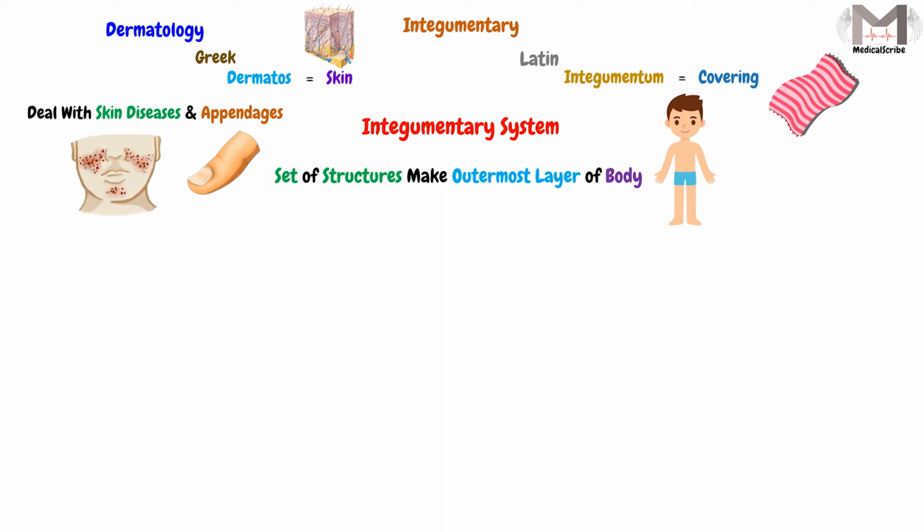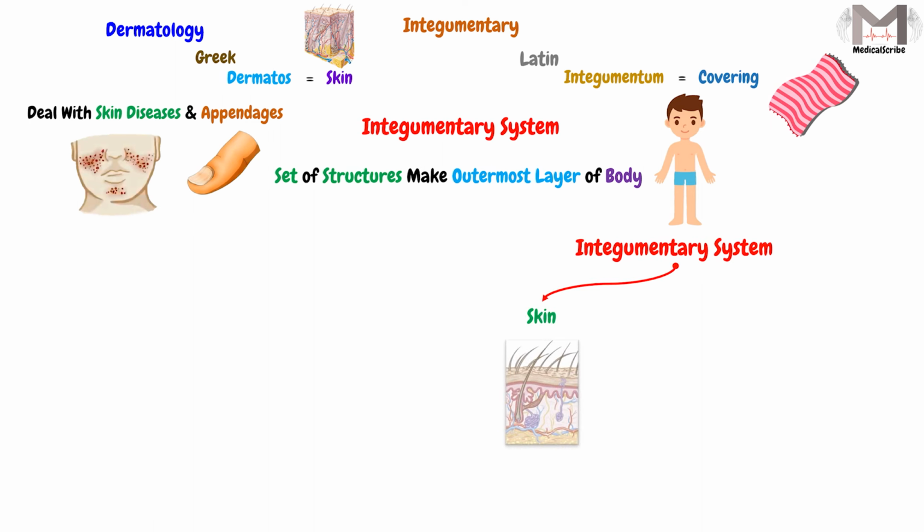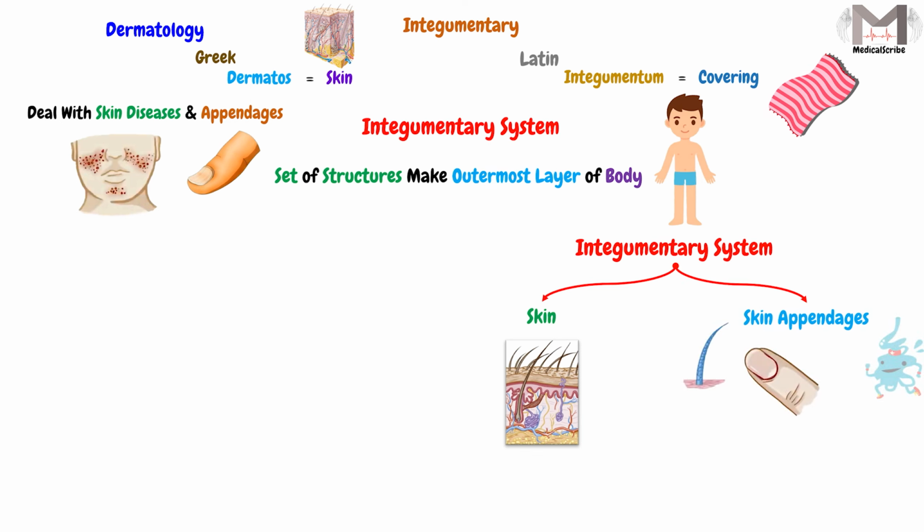Alright, let's go back to our integumentary system. This system is structured mainly from two structures, which are the skin and the skin appendages. And the skin appendages consist of many structures, which are the hair, the nails, the sweat glands, and the sebaceous glands. All these structures will be explained with all their details in the upcoming videos.